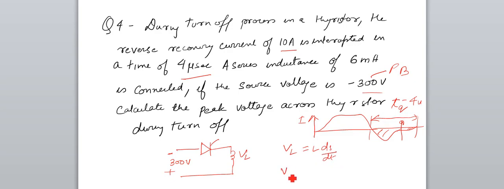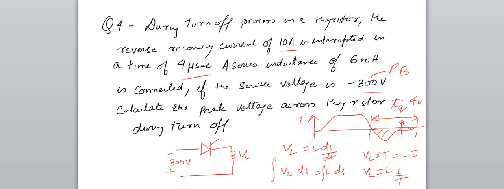So if you integrate both sides, you will get VL into T, capital T, equal to L into I. Okay, so VL is equal to L into I upon T, right? I can write it like this.